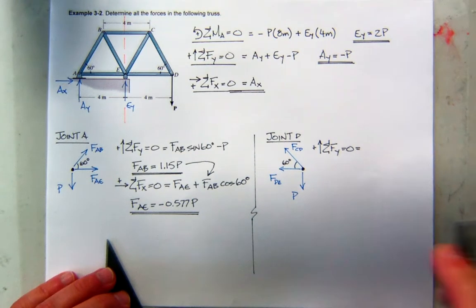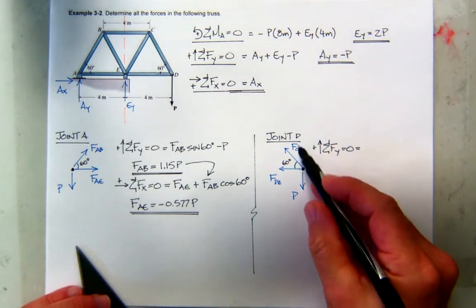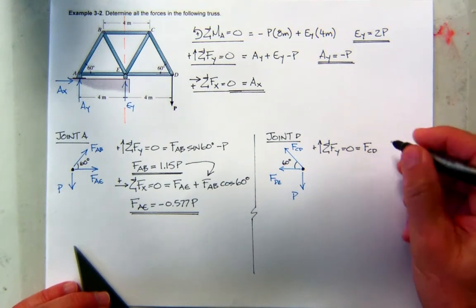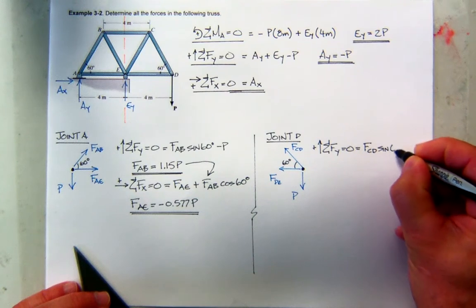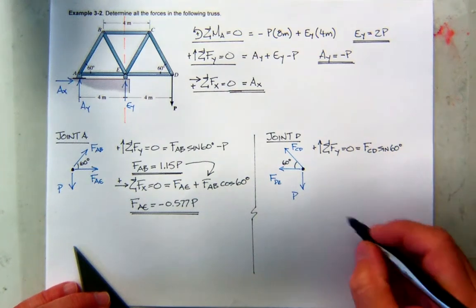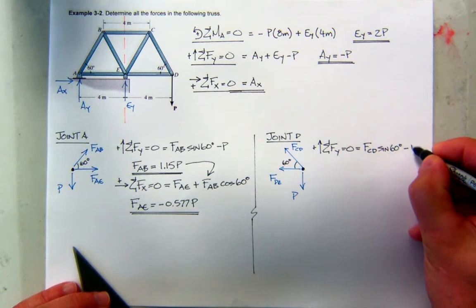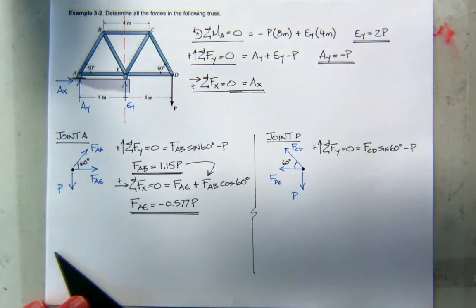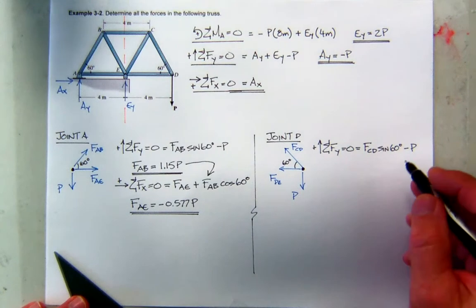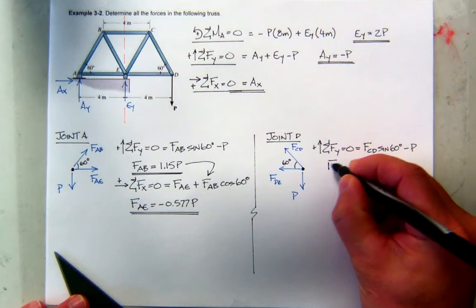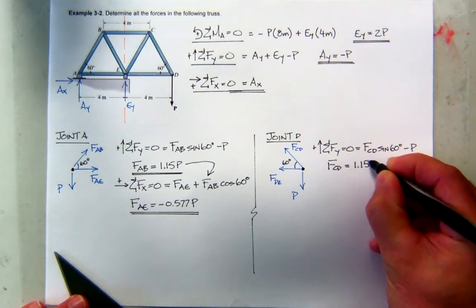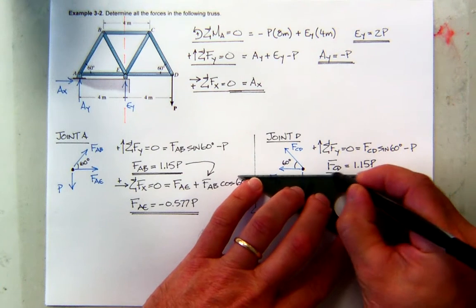So summing forces in the Y direction, the Y component of CD will be up, so that'll be FCD, and that'll be the sine of 60. And then acting down will be the load P, minus P. And if you look at that equation and that equation, you will see that they are in form identical. So if we process that one correctly, we should see that the force in CD is equal to also 1.15P, just like we did before.